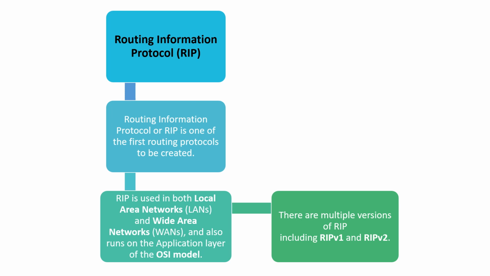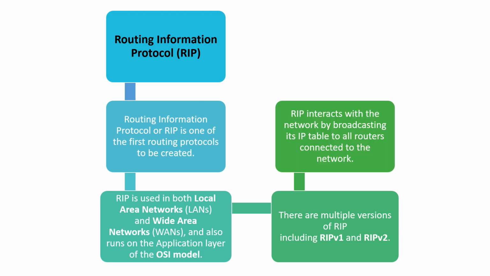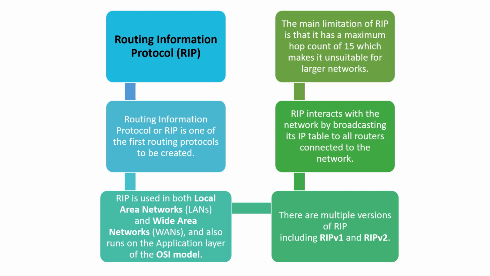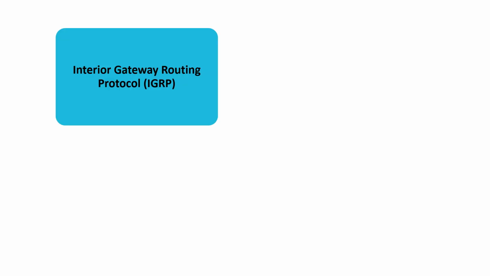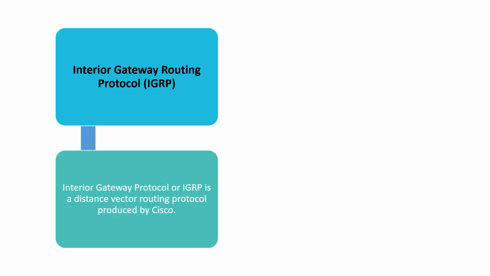And there are multiple versions of this routing information protocol, version 1 and version 2, and RIP interacts with the network by broadcasting its IP table to all routers connected to the network. The main limitation of RIP is that it has a maximum hop count of 15, which makes it unsuitable for larger networks. And now we can see the next protocol, which is the interior gateway protocol.